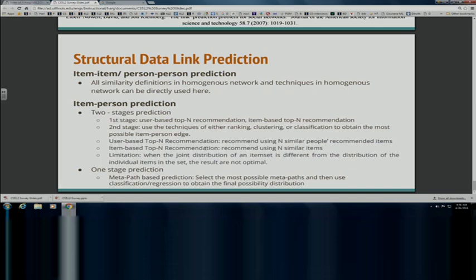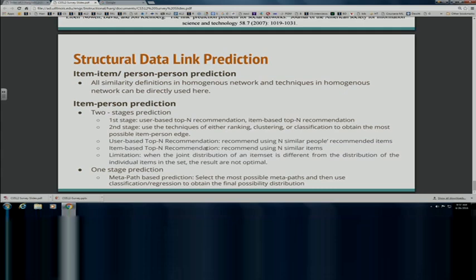So there can be two-stage prediction and one-stage prediction. The first stage can be the user-based top-N recommendation and atom-based top-N recommendation. The user-based one recommends using similar people's recommended atoms, and the atom-based top-N recommendation recommends using similar atoms. And the second stage is to use the techniques of either ranking, clustering, or classification to obtain the most possible atom-person edge.